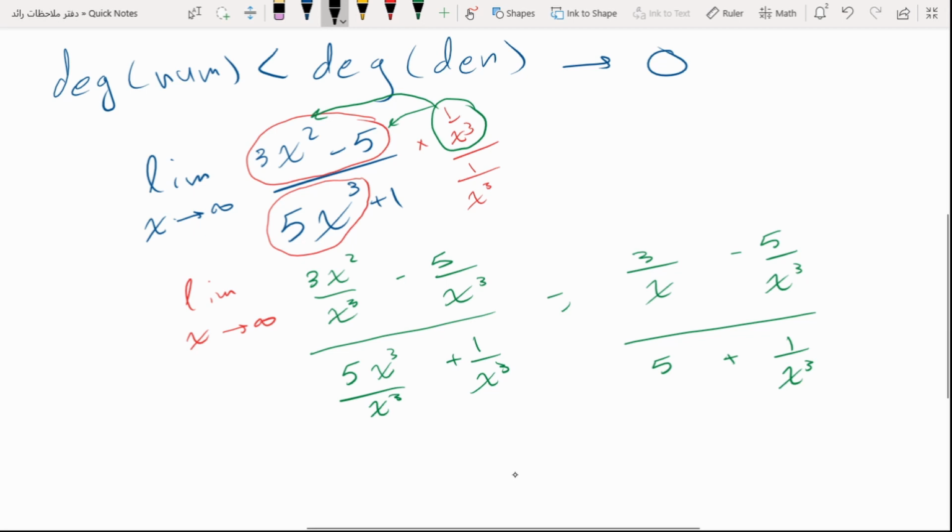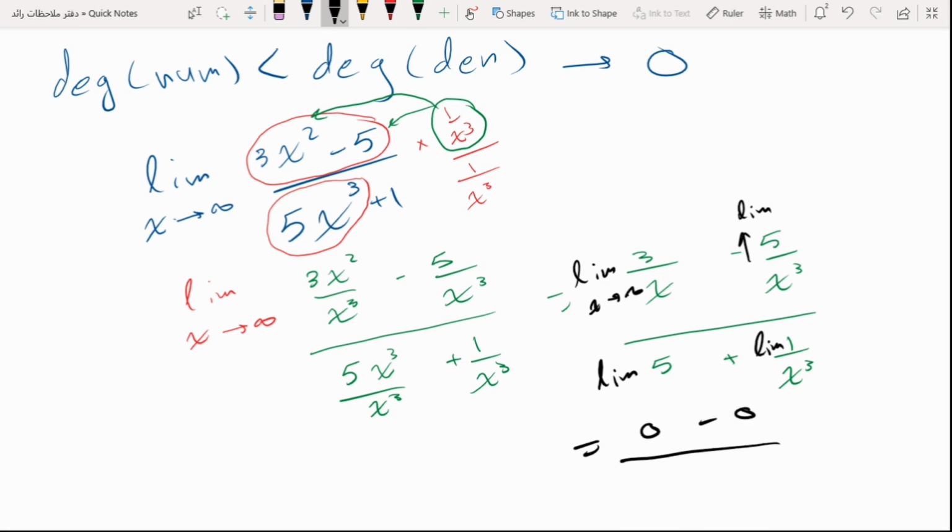If I distribute the limit as x approaches infinity to each term, then the answer of the first one, 3 over infinity, is 0, plus negative 5 over infinity, which is also 0. The limit of the constant is the constant 5, plus 1 over infinity, which is also 0. So the answer is 0 over 5, which is 0.